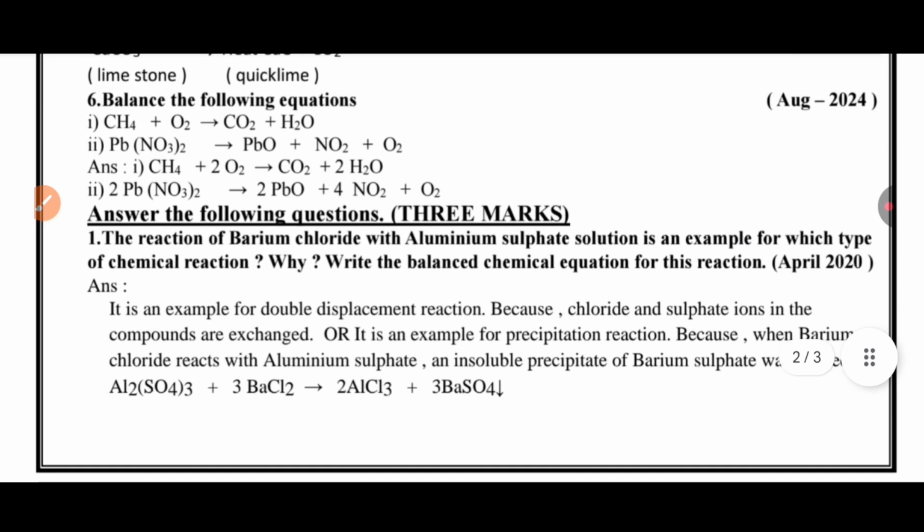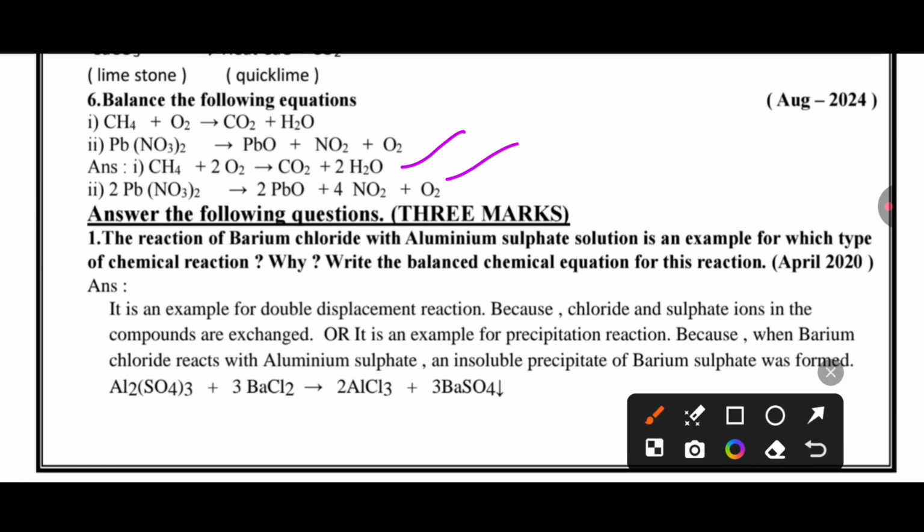So next question, balance the following equations. CH4 plus O2 gives CO2 plus H2O. Pb(NO3)2 gives PbO plus NO2 plus O2. So these are the balanced chemical equations. Next question, 3 marks questions.